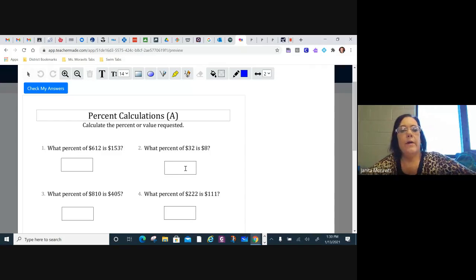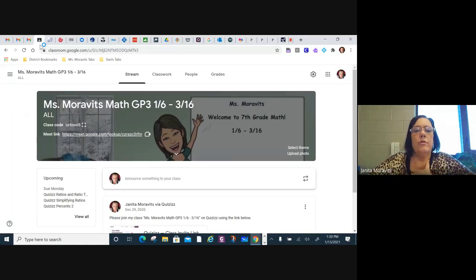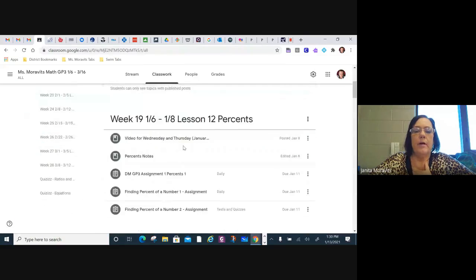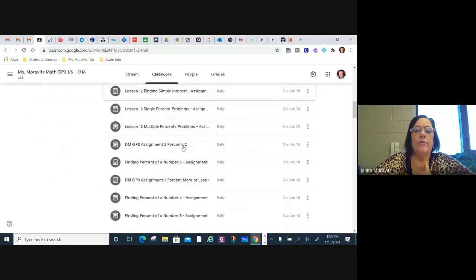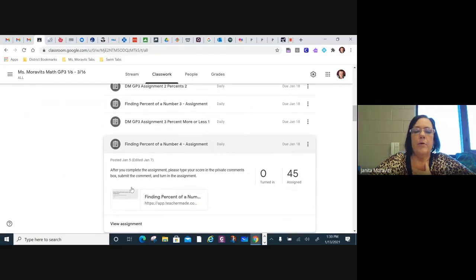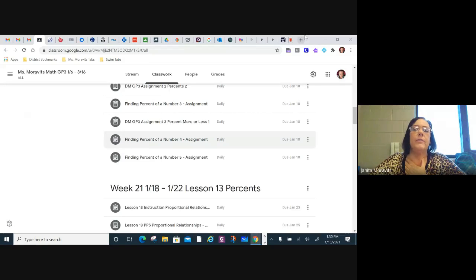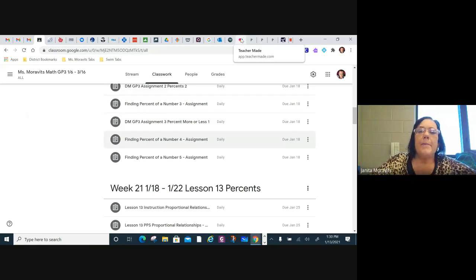All right, we are going to look at percent. Well, let's go show you the assignment that we're working on here. We are finding percent of a number 4 right here. Remember, you would click on this and you would click on your Gmail address to get you logged into this worksheet, and then you will complete the worksheet on the TeacherMade app.